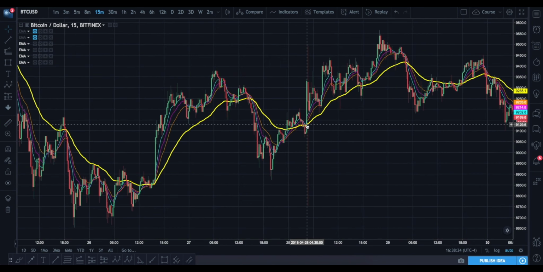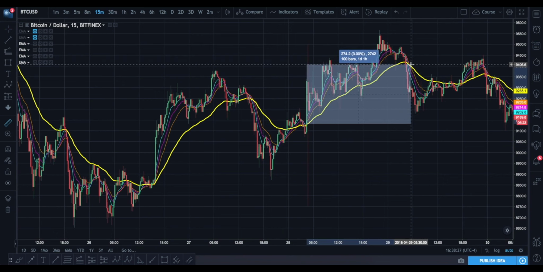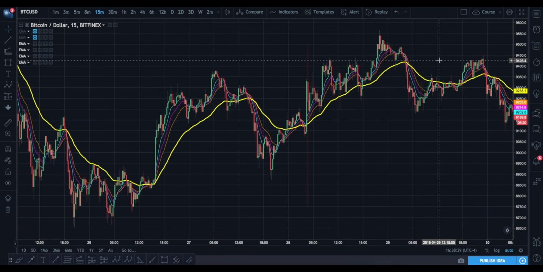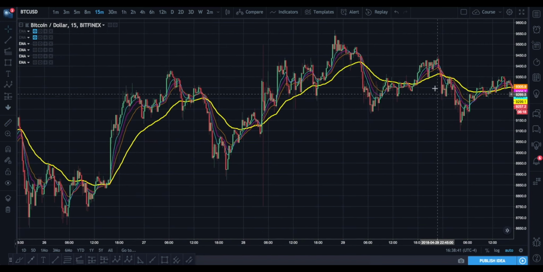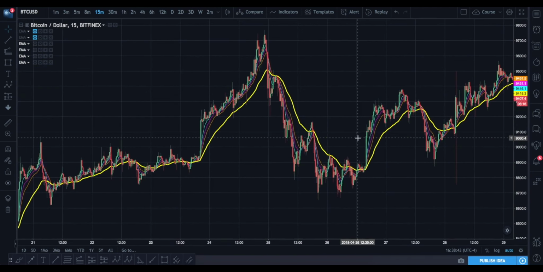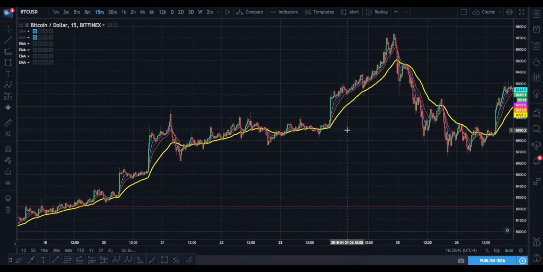And then here you close your short, and you open a long, and you close it there, 3%, 1 day, 1 hour. And you keep doing this again and again. And it doesn't matter where we go. So now we're going to take a look at other coins, random coins, and you're going to see how this strategy works all the time.